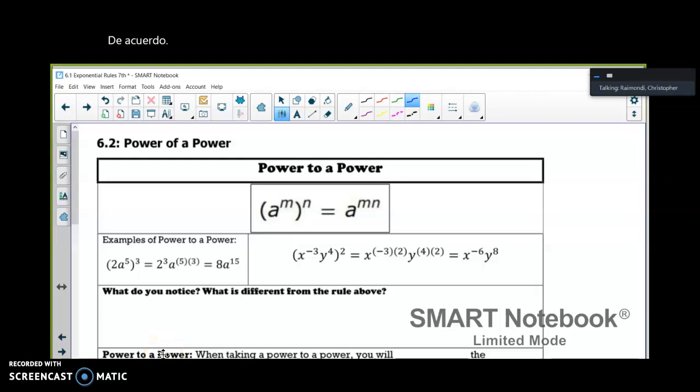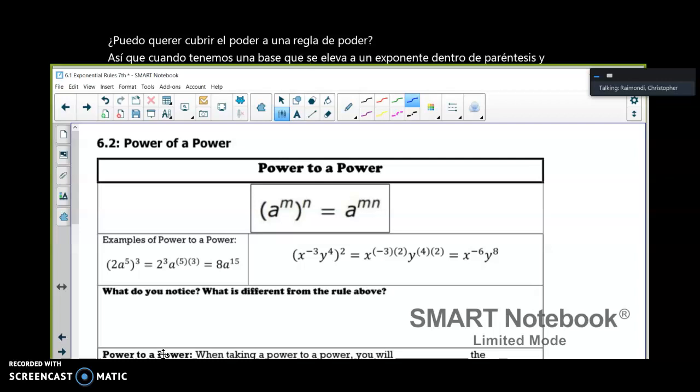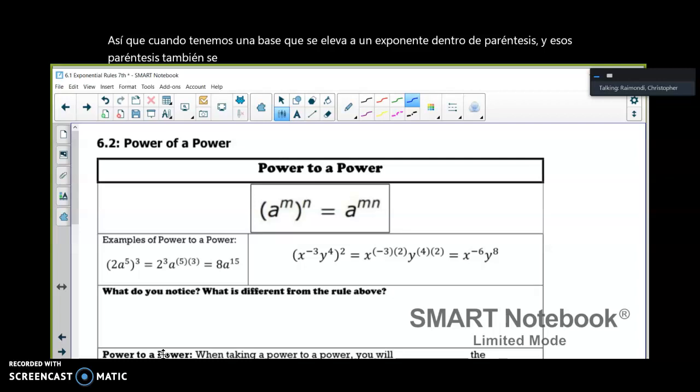Okay, now I'm going to cover the power to a power rule. So when we have a base that is raised to an exponent inside parentheses, and those parentheses are also raised to an exponent, so the exponent is on the outside of the parentheses, you're going to multiply those two exponents.